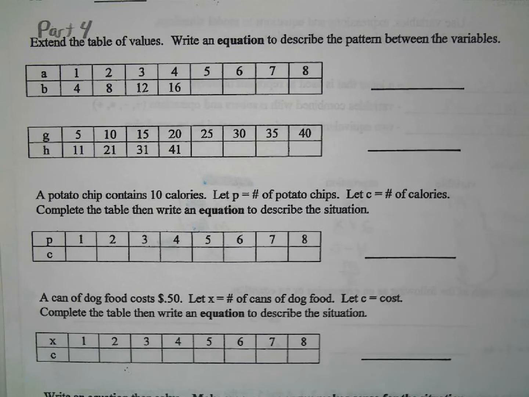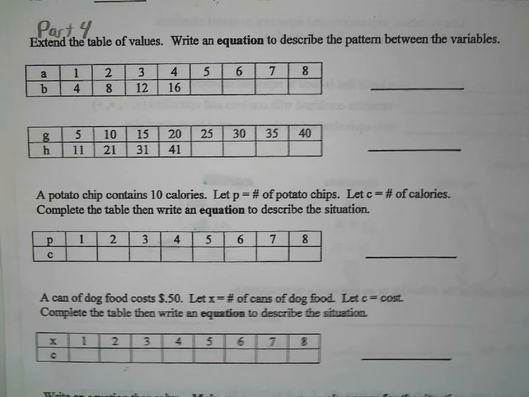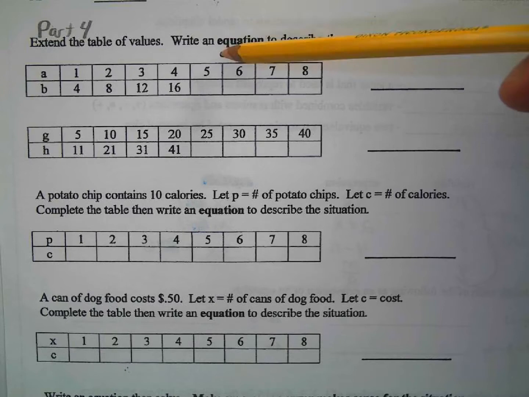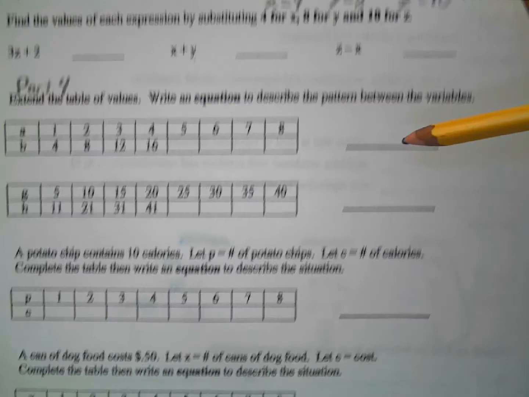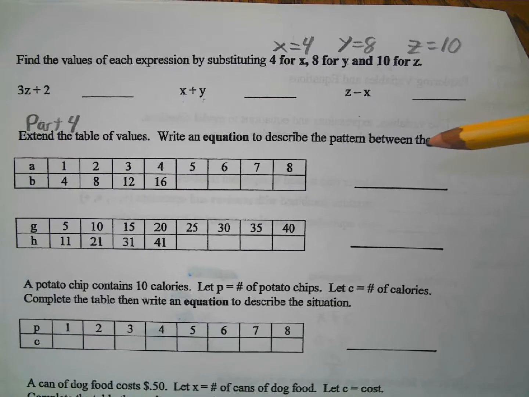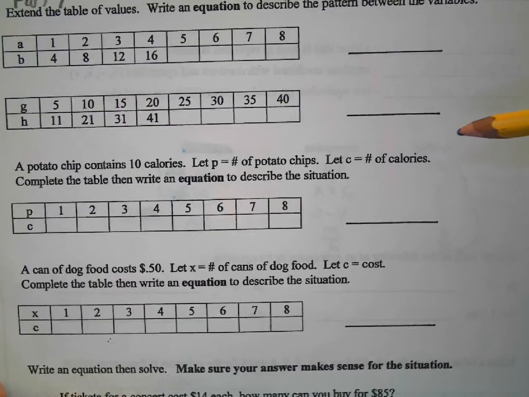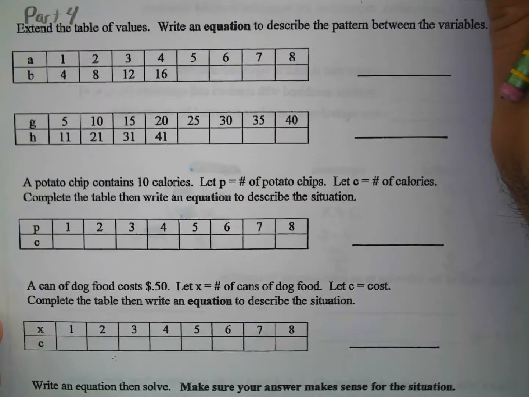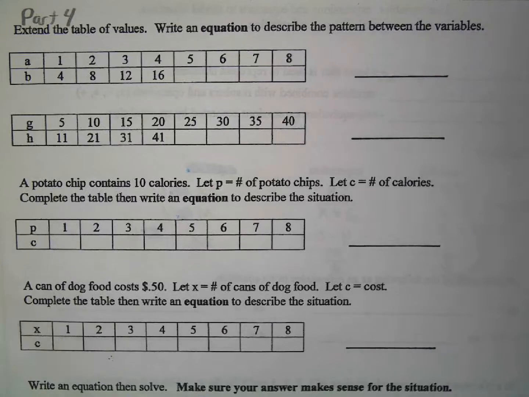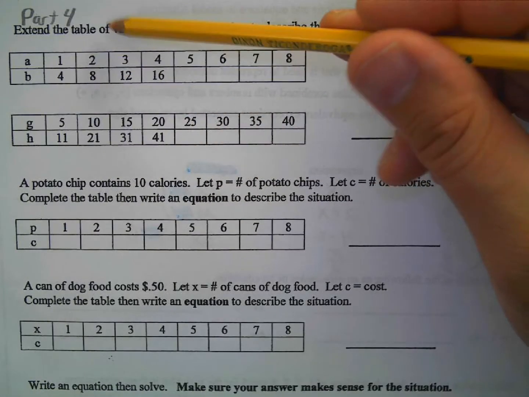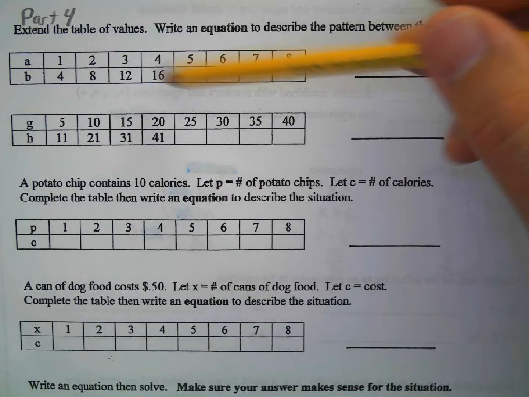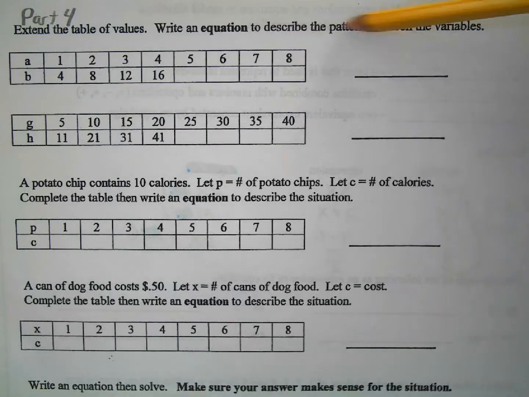All right, welcome to part 4, the last notes, the last thing you're going to learn with variables and expressions in this section. So you've already finished part 3, that's where you left off. And now we're just continuing on with part 4. What it wants us to do is finish the tables, extend the tables of values, so it means just finish up the tables. And then they want us to write an expression based off the pattern we see.